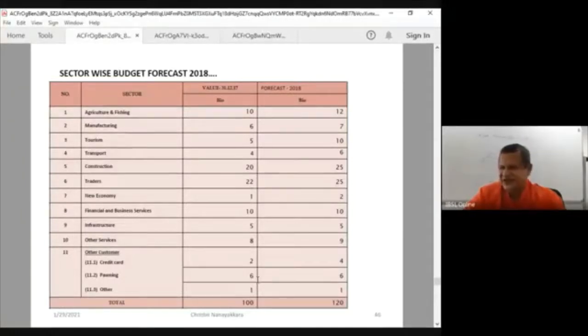Transport also goes along with tourism, so it has increased by 2. Construction, there was a booming period during that time for apartment building, but I think now it has slowed down. So construction has also gone up by 5 billion. Traders, generally when the economy is doing well, trade gets expanded, and as a result, this bank also allocated an additional 3 billion to trade. New economy is another area of development, 1 to 2.